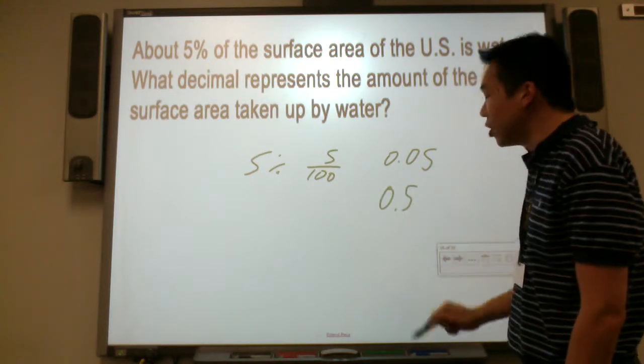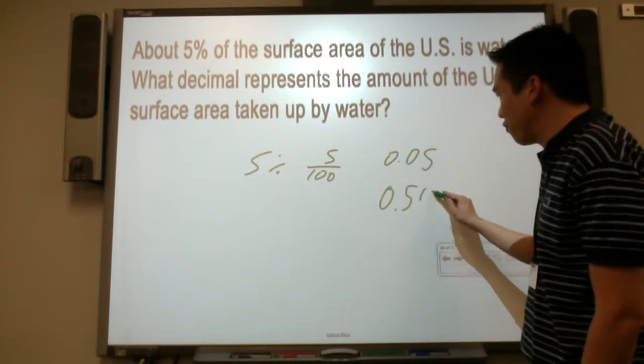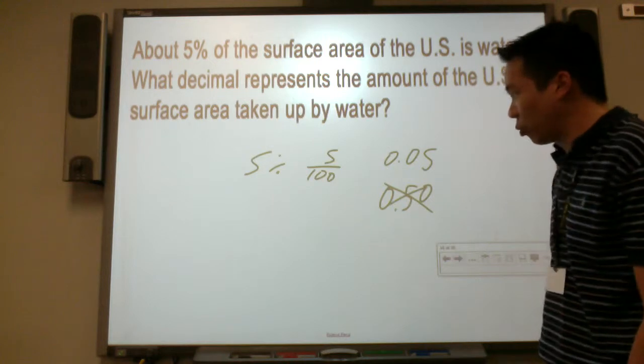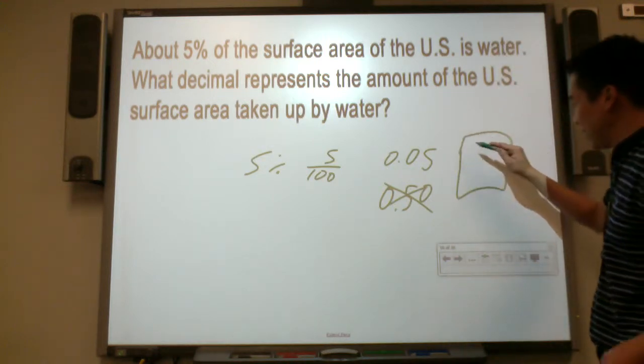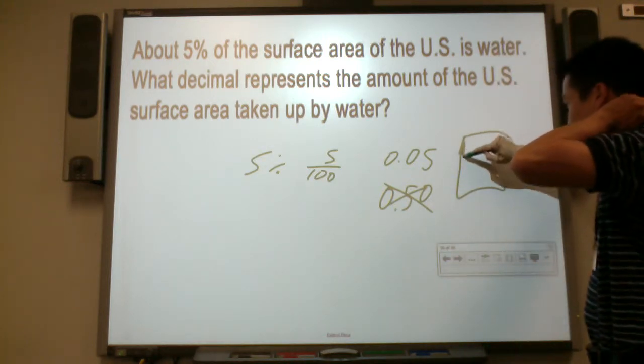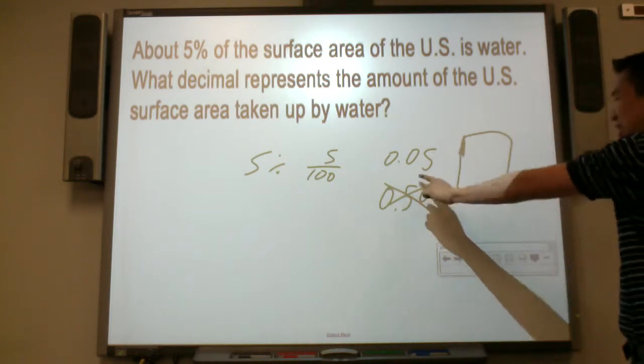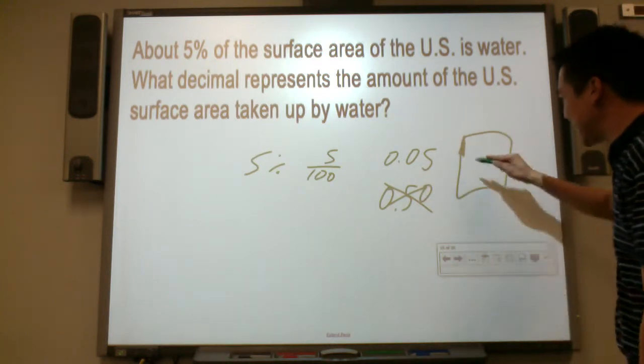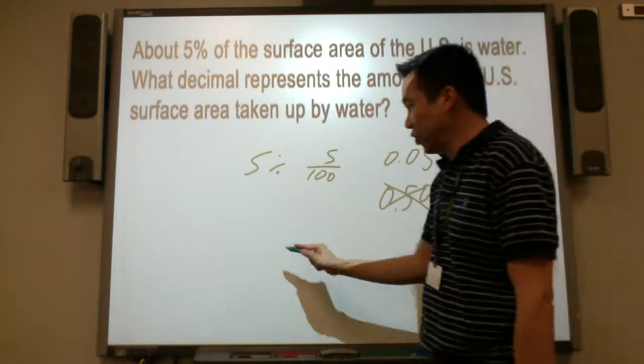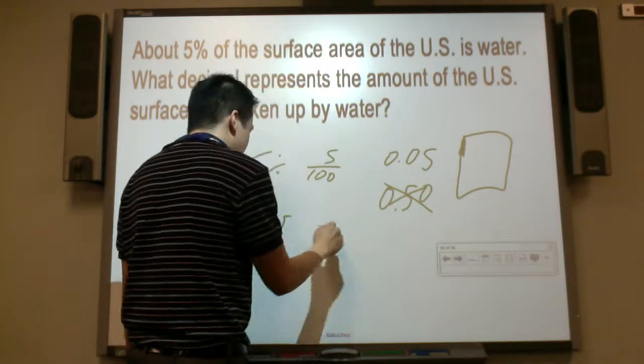If you write this, you're saying 5 tenths or 50 hundredths. Wrong. Think about it. You have a 10 by 10 grid. You only shade 5 parts of it. That's why it's 5 hundredths, not 5 tenths. 5 hundredths. Again, if you don't trust me on this decimal, let's divide it out.